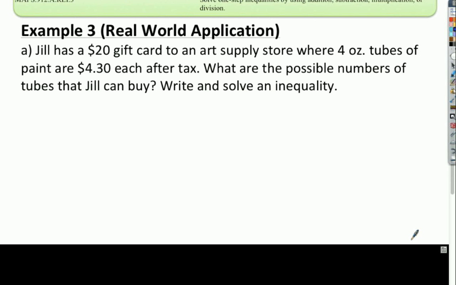So we have this fantastic character named Jill, and she's got a $20 gift card to a store. She wants to buy a supply from the store, and the supplies cost $4.30 each. How many tubes can she buy?